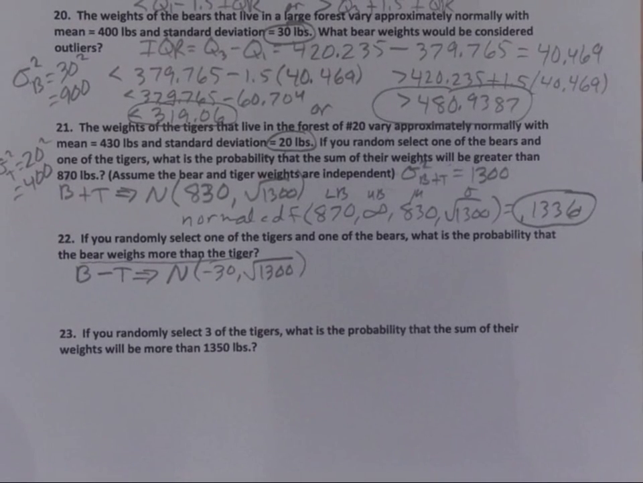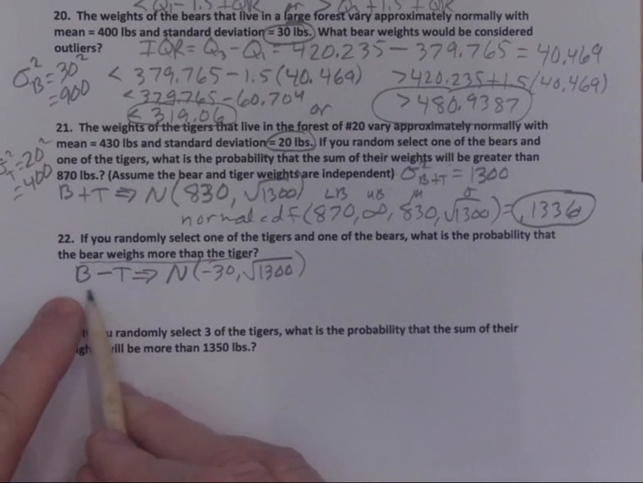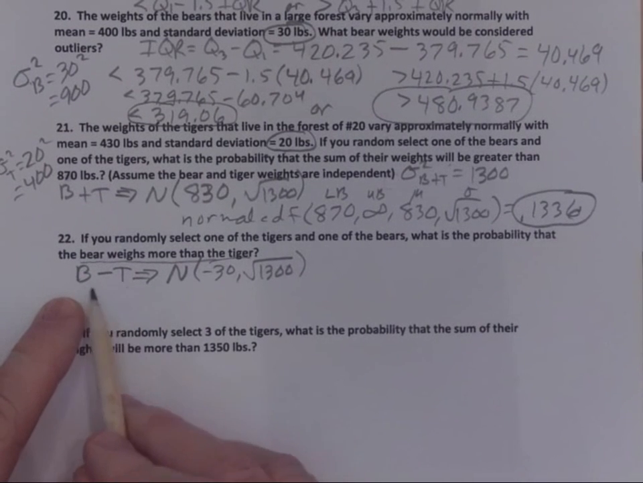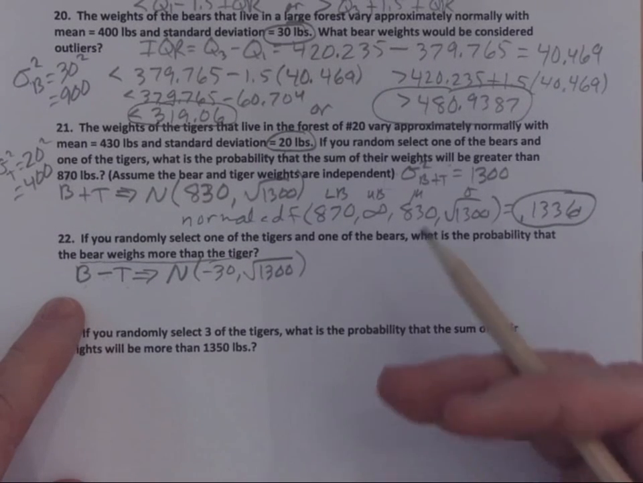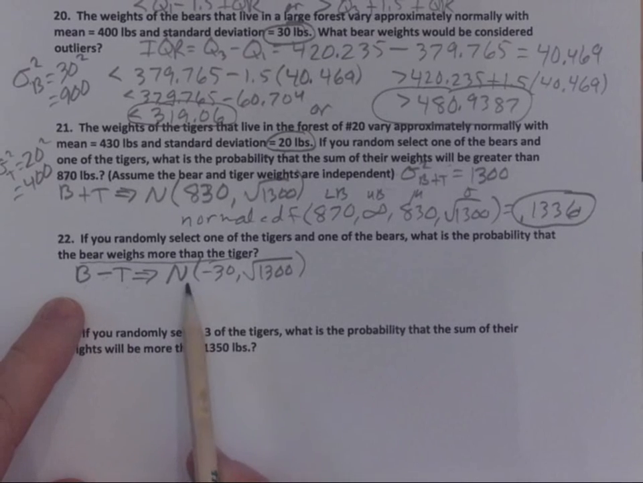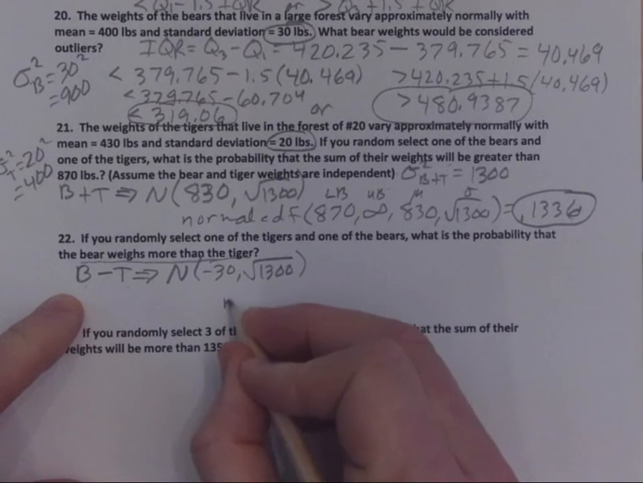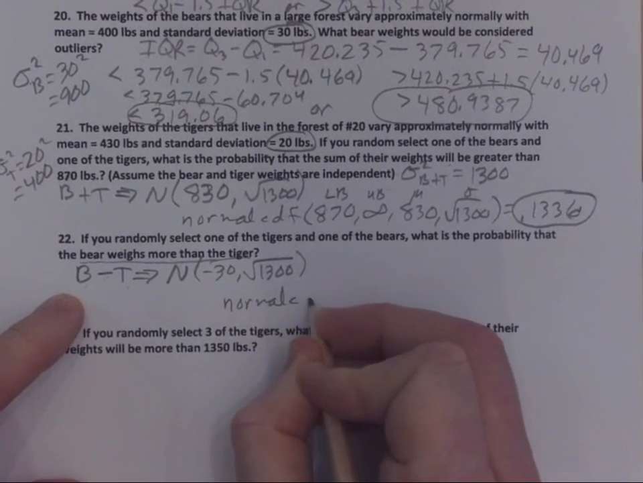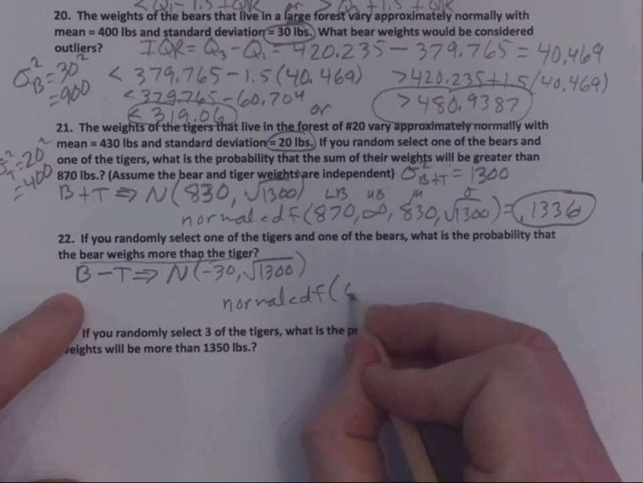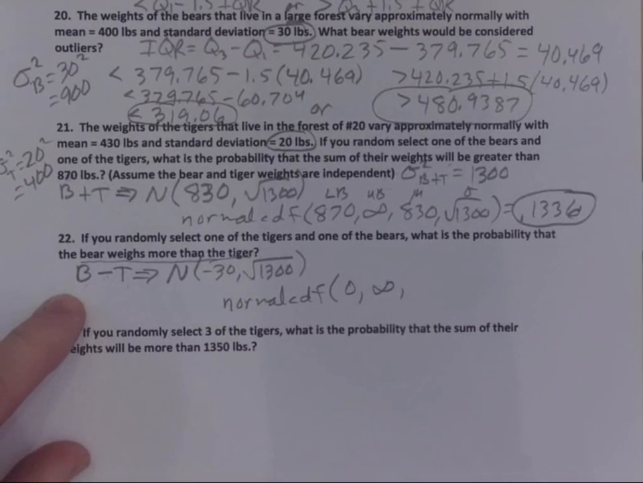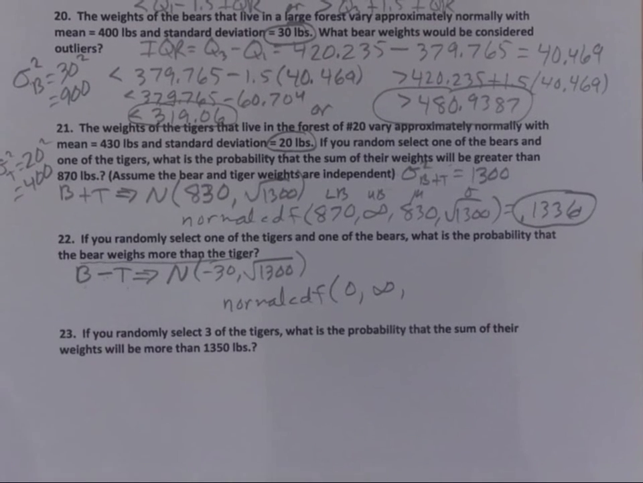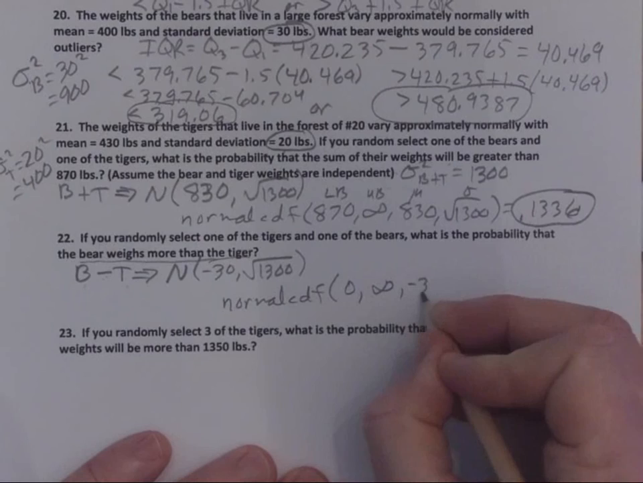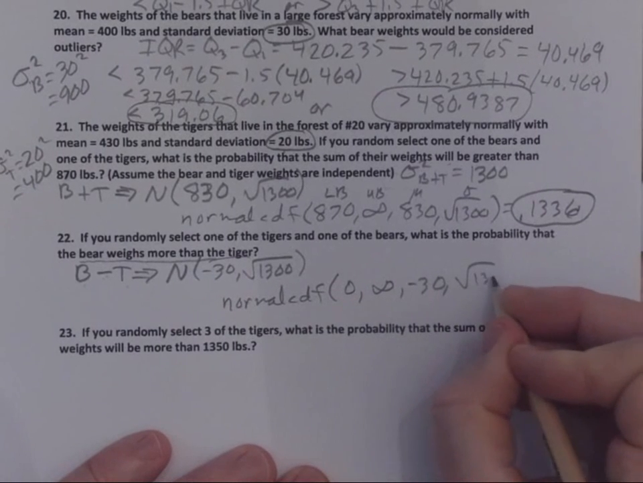And so the question is, if the bear weighs more than the tiger, that means this expression is positive. If bear is more than tiger and you subtract them, it means it's going to be a positive number. So this is in essence asking what percent of this bears minus tigers curve is greater than 0. And so we'll do normal CDF from 0 to infinity. Those would be the positive numbers. If it had said, what's the probability of tigers more than bears, then you do the negative numbers, negative infinity to 0. But anyway, this is negative 30, and it'll be the square root of 1300.